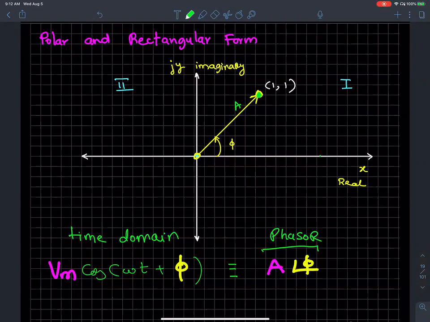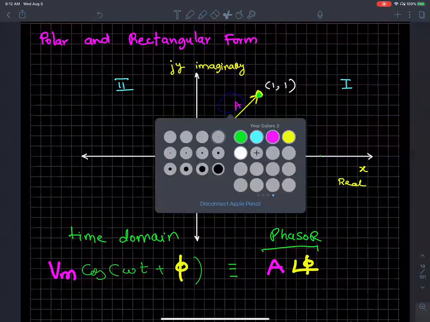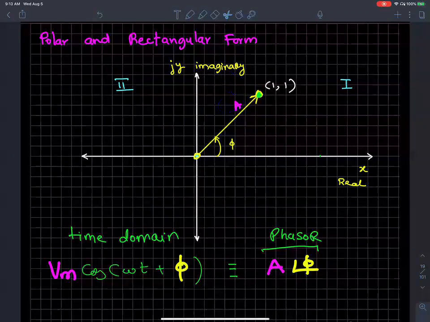So the amplitude or the voltage is represented by the magnitude of the vector, which is this guy. Yes, okay. Correct.